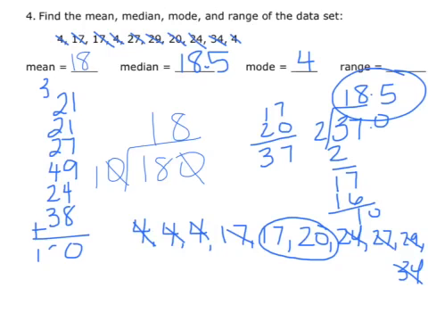And then the last thing is the range, and the range is the largest, which would be 34, minus the smallest, which would be 4. And so when I subtract, I get 30. So that's how you find mean, median, mode, and range. I think y'all will do great. Good luck.